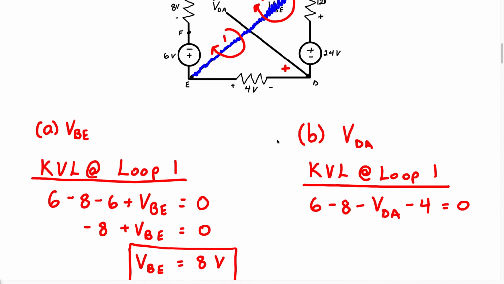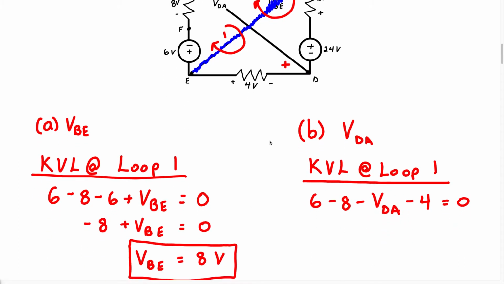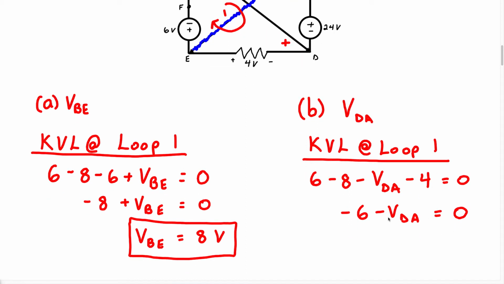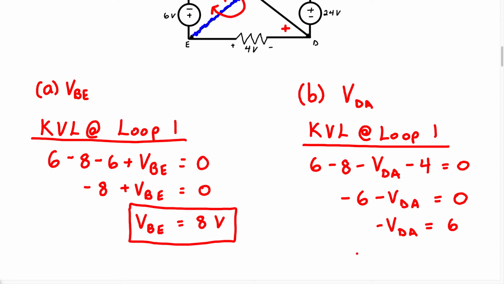Okay, now let's start to simplify this. We have 6 minus 8 minus 4. That's going to give us negative 6 minus VDA equals 0. We want to get VDA by itself. So we have VDA equals negative 6. Therefore, the voltage across the terminals D and A is going to equal negative 6 volts. So this is going to be our answer for part B.